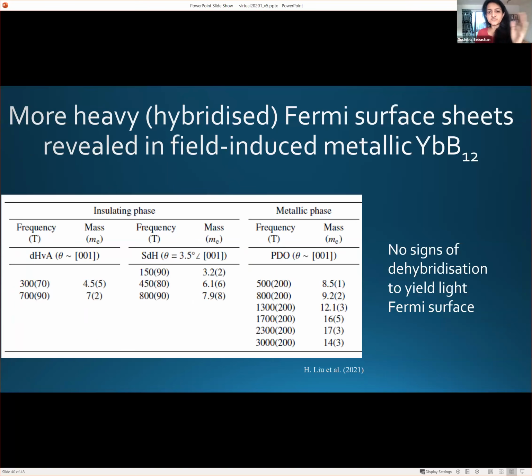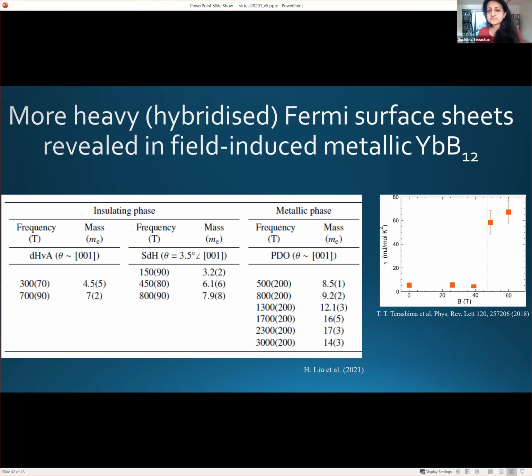This is a comparison between insulating and metallic. You can see the low frequencies are in a similar range with similar moderately heavy masses up to 9 electron masses below 1,000 Tesla. But above that, in the metallic phase, you start seeing many higher frequencies up to 3,000 Tesla and a mass of up to 17 electron masses. So this is not consistent with a light conduction electron Fermi surface.